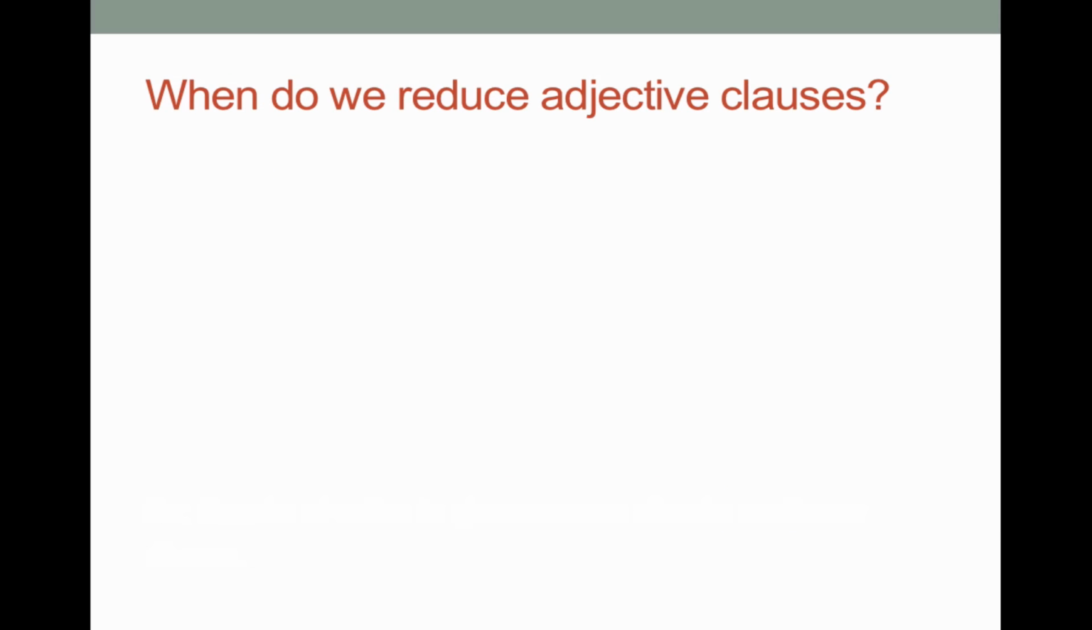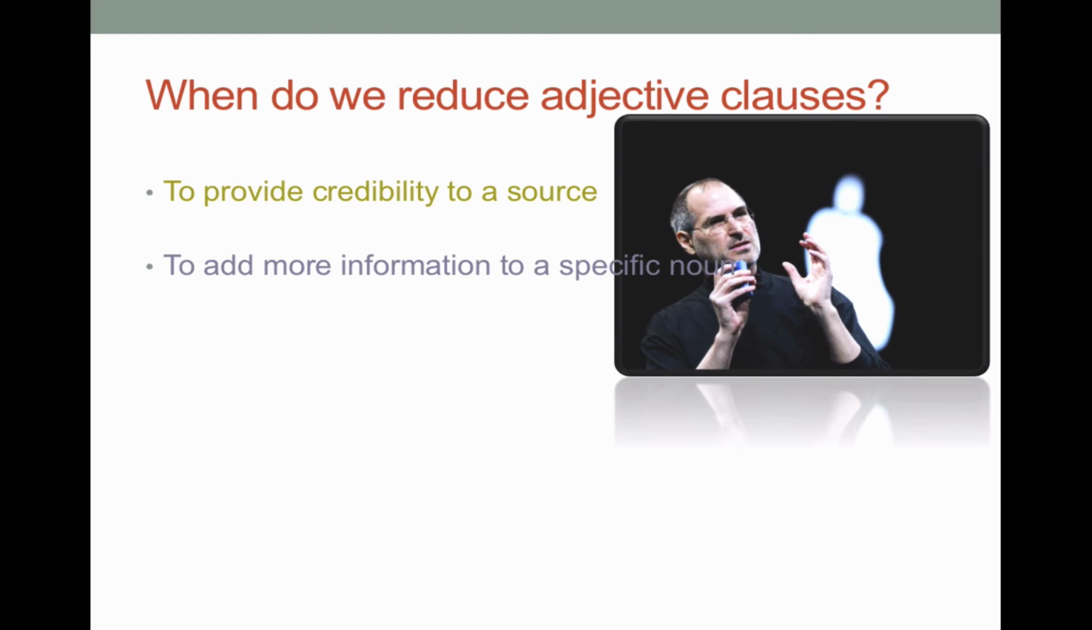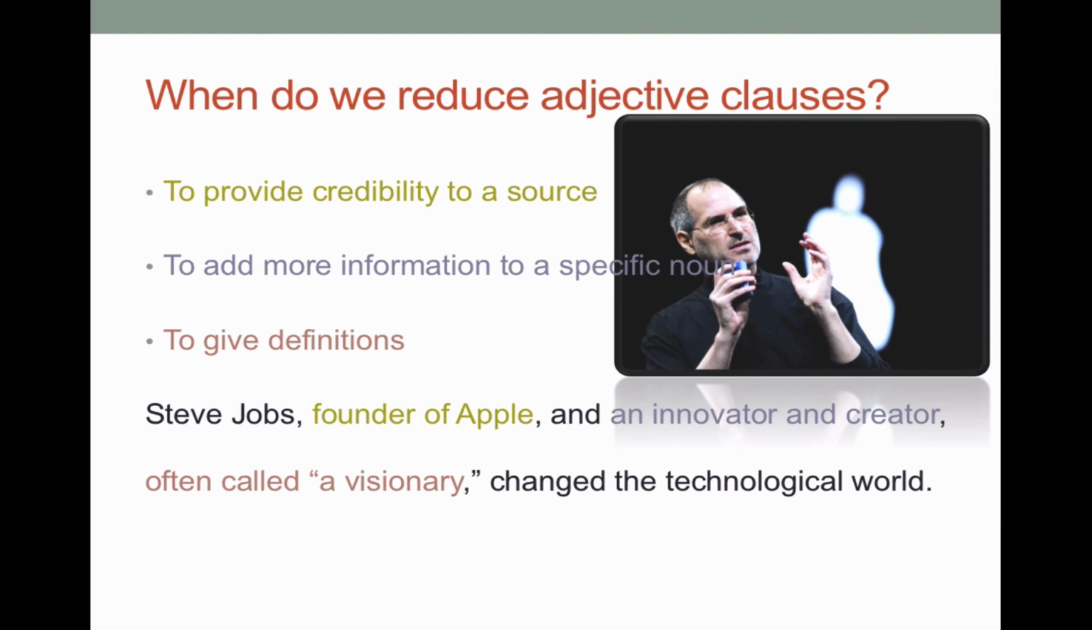So when do we reduce adjective clauses? To prove credibility of a source, to add more information to a specific noun, and to give definitions. For example, "Steve Jobs, founder of Apple," there's my credibility, "and an innovator and creator," adding a little extra information about who he is, "often called a visionary," I'm defining him, "changed the technological world." So let's look at all three of these a little bit more closely.